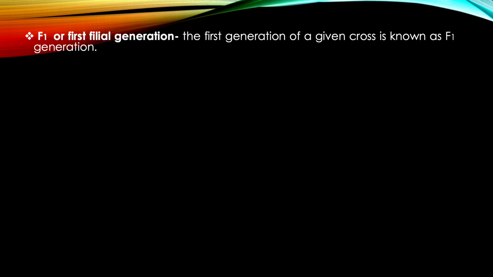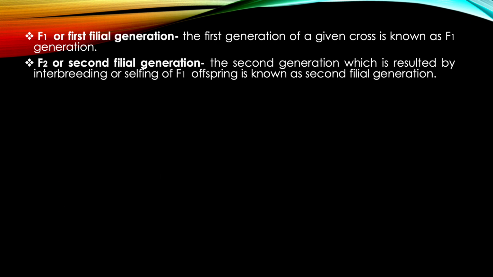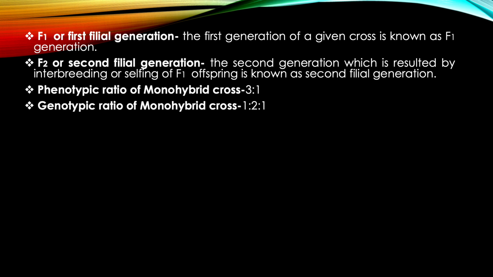And then coming to what is F1 or the first filial generation. The first generation of a given cross is known as the F1 generation. Then what is F2 or second filial generation? The second generation which results from interbreeding or selfing of F1 offspring is known as the second filial generation.